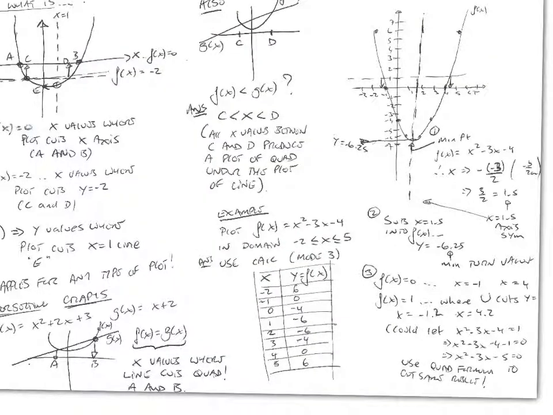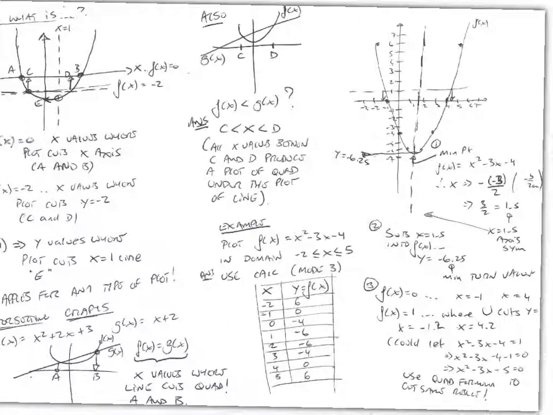And look at this little piece to make note of, where this is f of x, this is a parabola, this is g of x, a straight line. Where is f of x less than g of x? It's less than g of x when it's below the line. Okay, the parabola is less than g of x below the line, and it's greater than g of x above the line. Okay, so that's between the points C and D. F of x is less than g of x between x at C and x at D. Okay, so it's all the x values between C and D that produce a plot of the quadratic under the plot of the line.